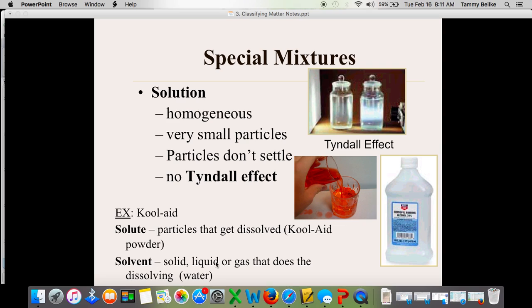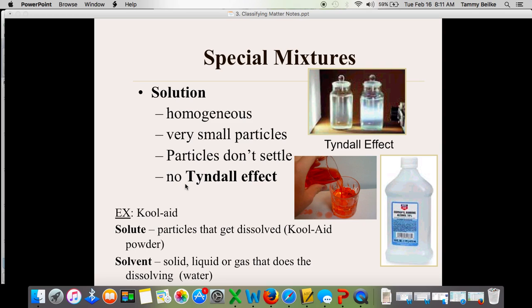Often we think of solvents as a liquid. They don't have to be a liquid. It can be a gas or a solid. There are such things as solid solutions. We'll talk about that in a second. Those very, very small particles are so small that you really can't see them in the solution. The particles do not settle out over time.